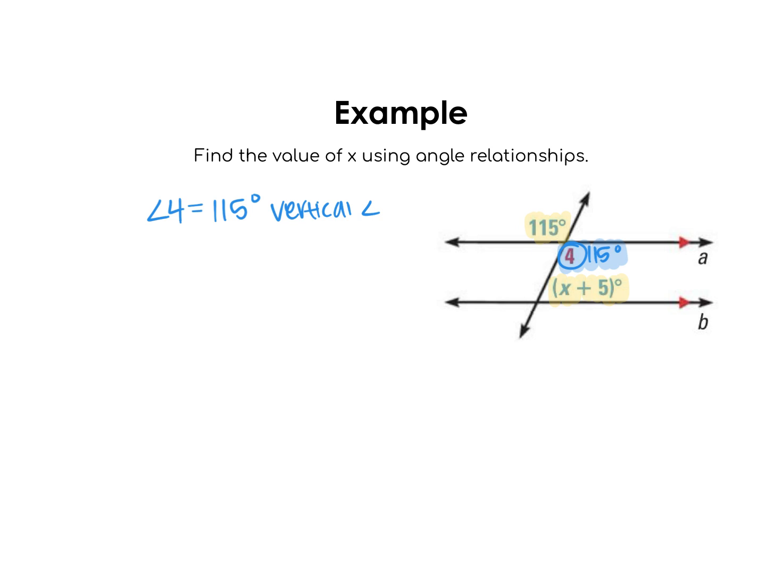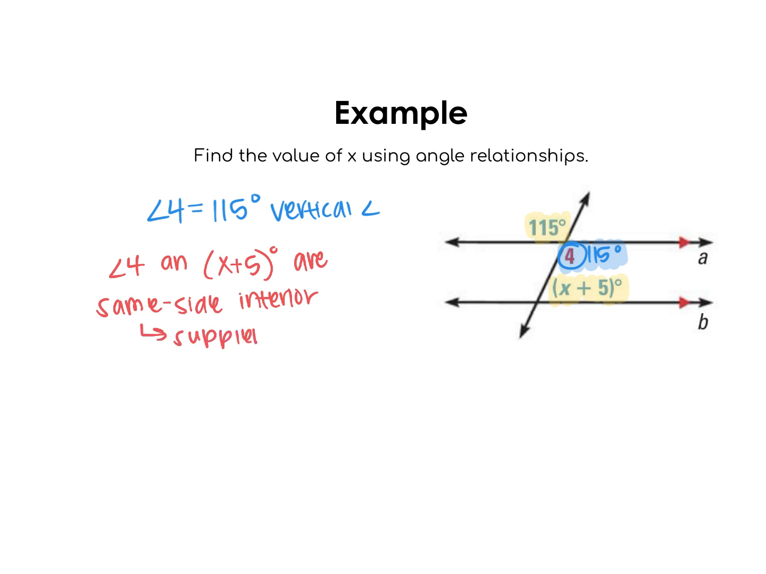So we know that angle 4 and whatever this x plus 5 degree angle is, these ones are same side interior or consecutive interior angles. And we know that same side interior or consecutive interior angles are always supplementary. And so what that tells us is now we have kind of unlocked the key here into finding this x value.